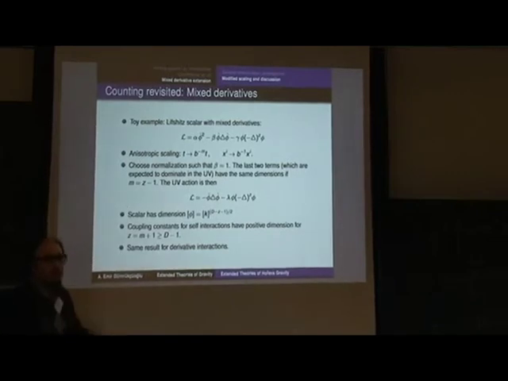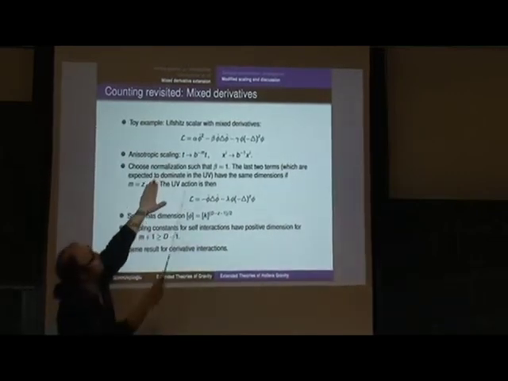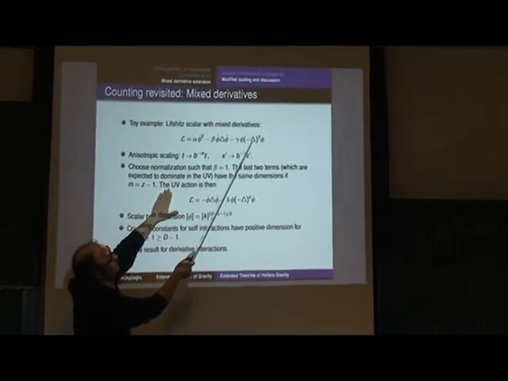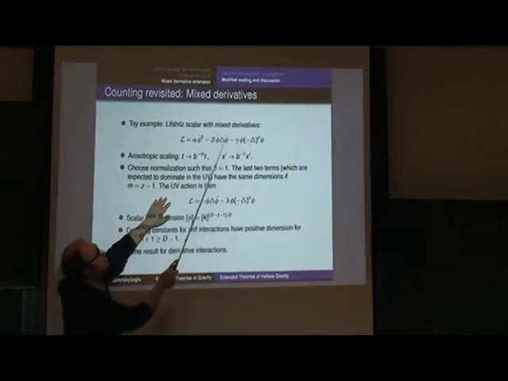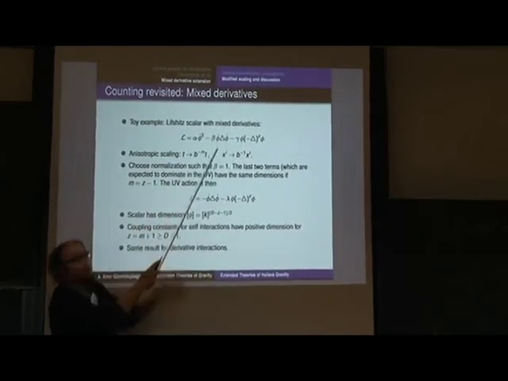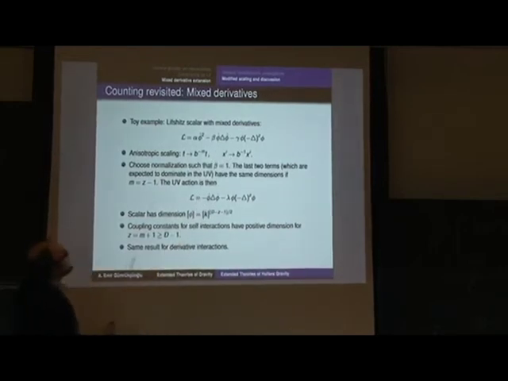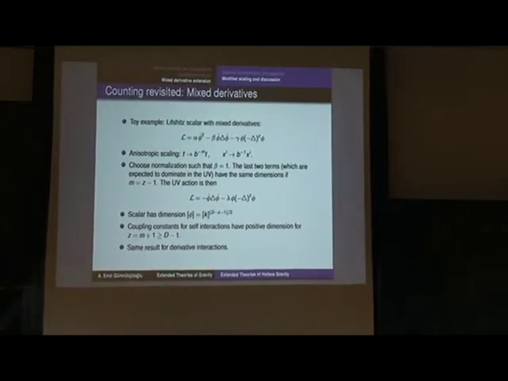In Horava theory, you didn't have this because you needed this term to be of the same dimension as this one. But now, because these two are dominant in the UV, you need to make these two of the same dimension. So this affects the relation between the gradient term and the anisotropic scaling. And then you can look at the dimensions of the scalar, and from this you can find that the coupling constants for self-interactions have a positive dimension if this condition is satisfied.